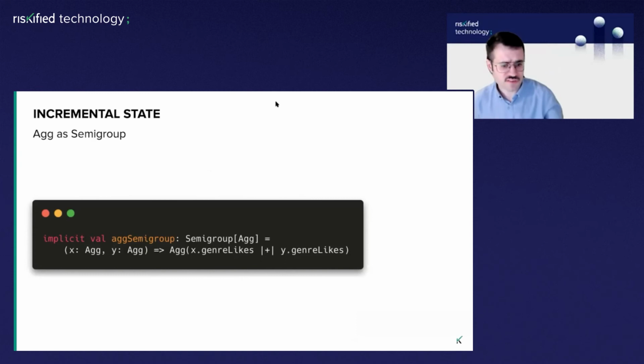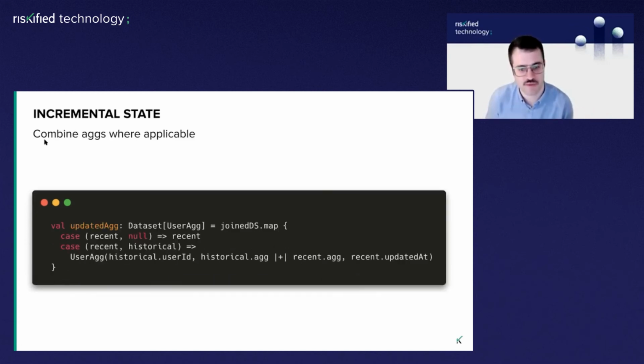And when we know this, all we need to do in order to create a semigroup for Agg, the case class that we have, is just combine the two maps of genre likes. Remember, genre likes is a map from genre to the like count. So we just declare a function of two args, x and y, and they're combined by combining the maps. And that's pretty much it.